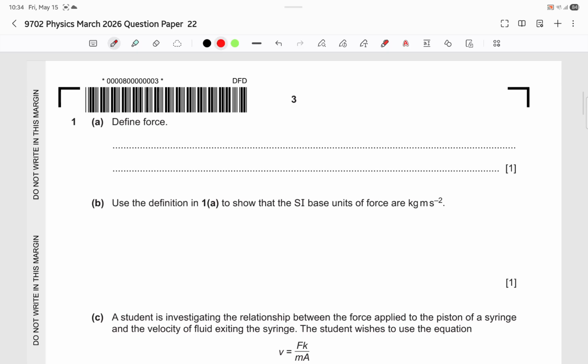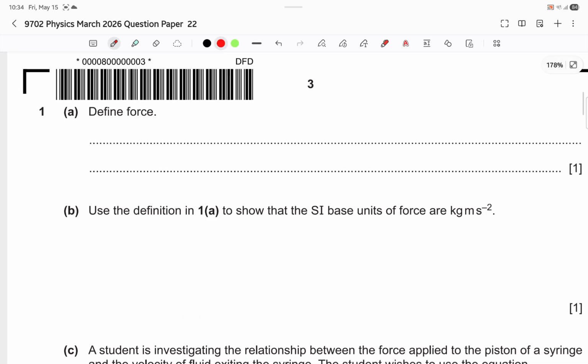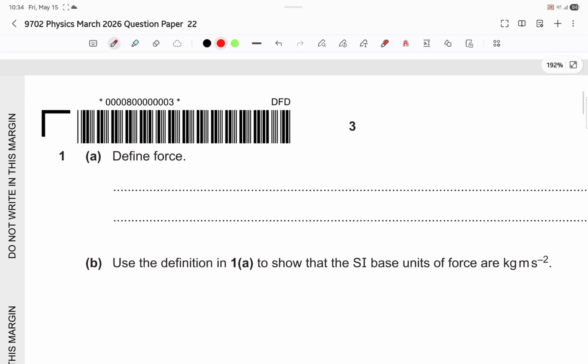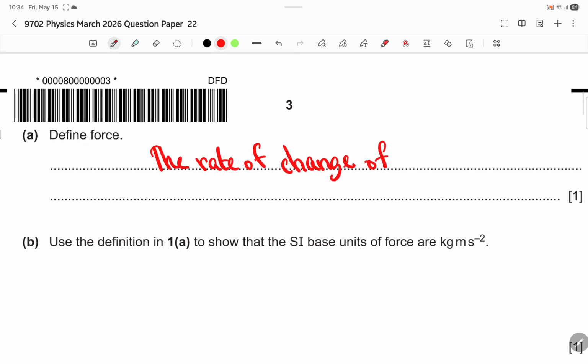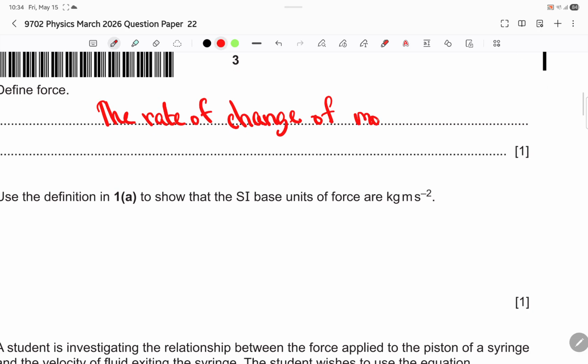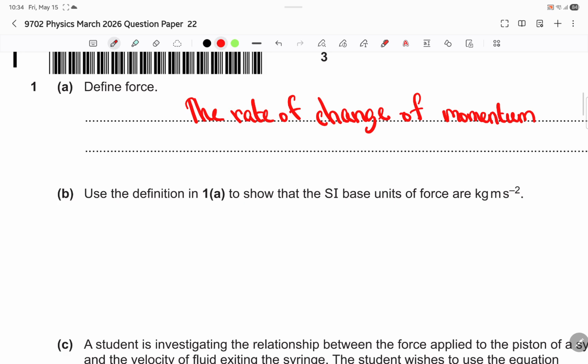So the first question we have is define force. The definition of force is very simple. It is the rate of change in momentum. That's the official definition. You don't have to write anything else, just write this. Easy one mark, right? Okay, so the next question says use the definition in 1a to show the SI base units of force are kg m s to the power minus 2.